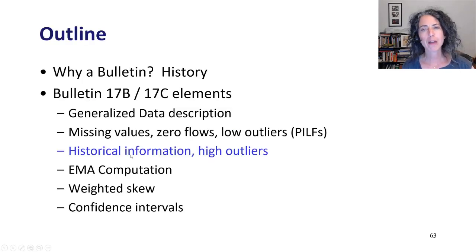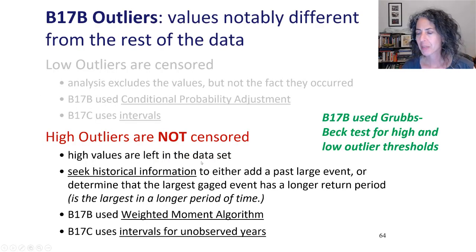In our outline, we're at historical information. Now, this is the second half of the slide that we saw earlier on high and low outliers. Bulletin 17B's Grubbs-Beck test defined a high outlier threshold as well as the low outlier threshold. So systematic events above the high outlier threshold were designated high outliers. Those values weren't censored as the low outliers were. Those highest values are the most important parts of the data set in terms of determining the upper end of the annual peak flow frequency curve.